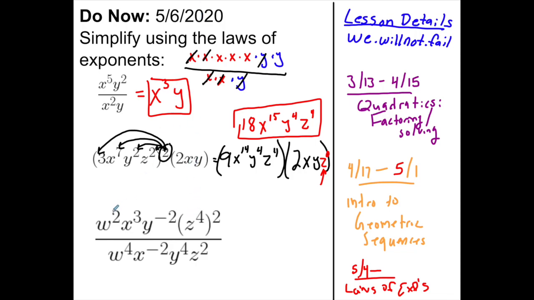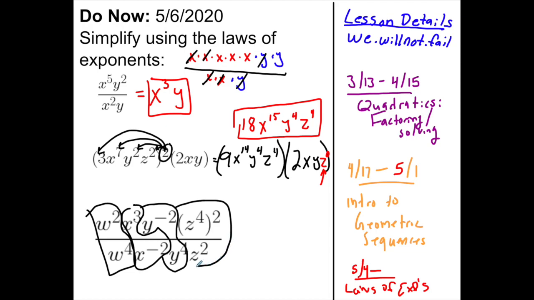All right, last one. This is definitely a spicy one, but again, you just dissect it one letter at a time. So you do your w's, you do your x's, you do your y's, and then you do your z's. One at a time. So w squared over w to the fourth, you're going to subtract. That gives you w to the negative 2, because 2 minus 4.